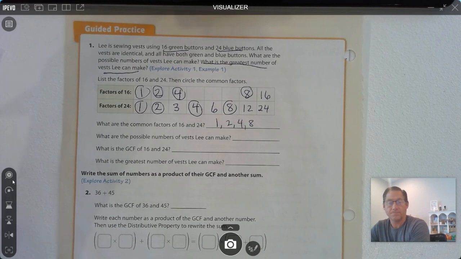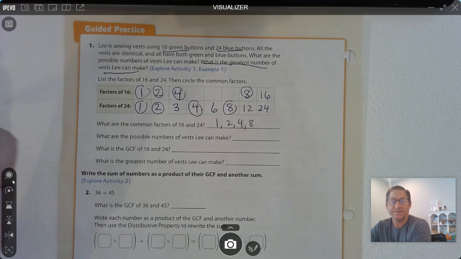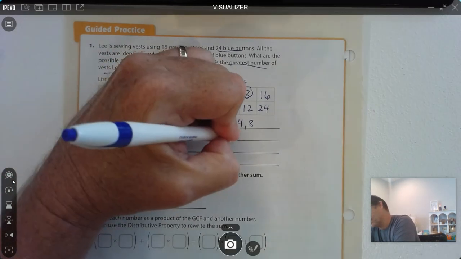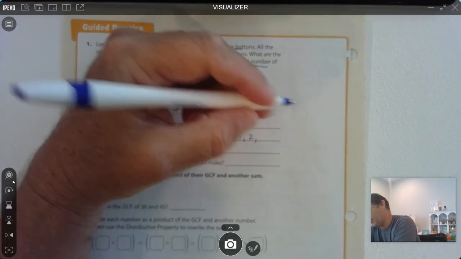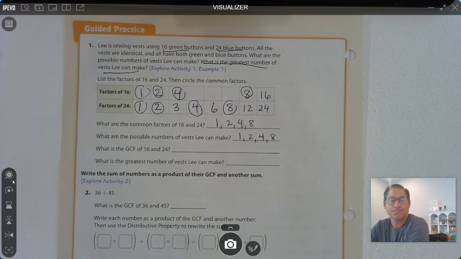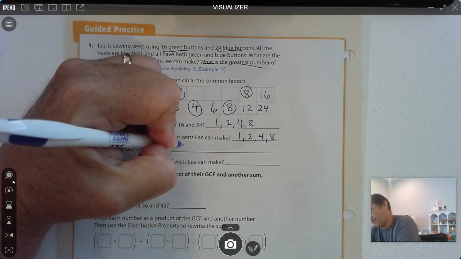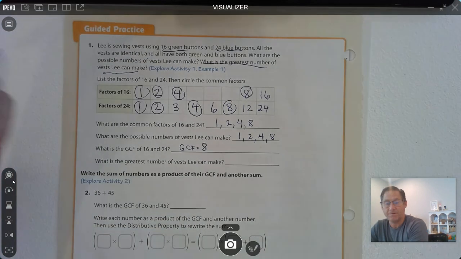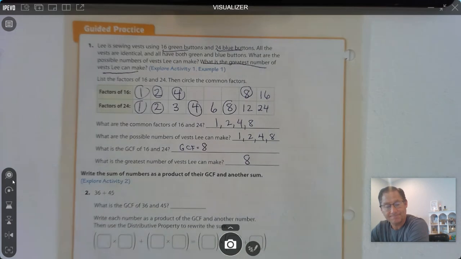What are the possible number of vests Lee can make? 1, 2, 4, and 8, right? He can make 1 vest, he can make 2 vests, he can make 4 vests, or he can make 8 vests. The greatest common factor is 8. So the greatest number of vests she can make is 8.